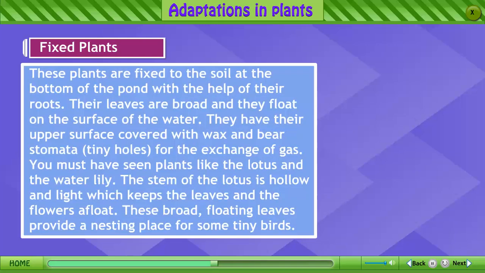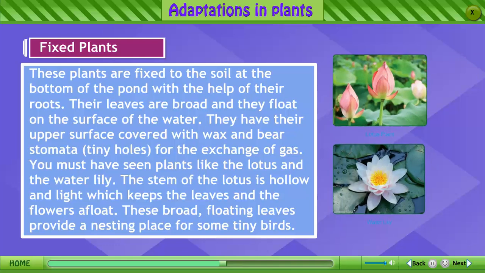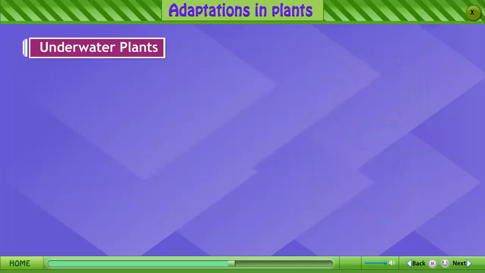Fixed plants. These plants are fixed to the soil at the bottom of the pond with the help of their roots. Their leaves are broad and they float on the surface of the water. They have their upper surface covered with wax and bear stomata, tiny holes, for the exchange of gas. You must have seen plants like the lotus and the water lily. The stem of the lotus is hollow and light, which keeps the leaves and flowers afloat. These broad floating leaves provide a nesting place for some tiny birds.